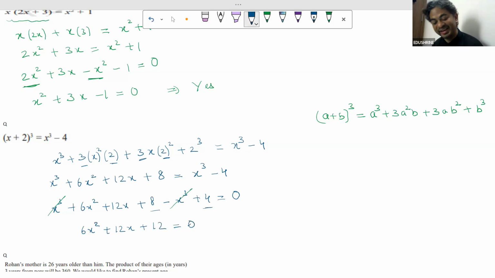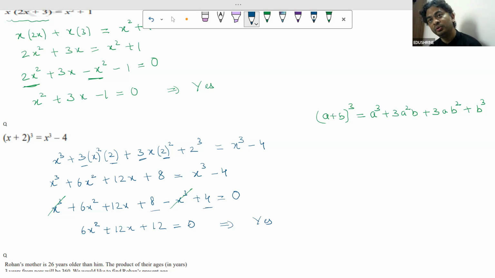So now see, ax square plus bx plus c equal to 0. Is this in the same form? Yes, 6x square plus 12x plus 12 equal to 0. So this is also a quadratic. This is also a quadratic, right? So you can easily tell me that both the equations that I have given you are quadratic.